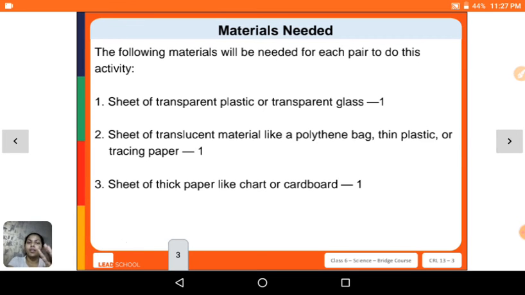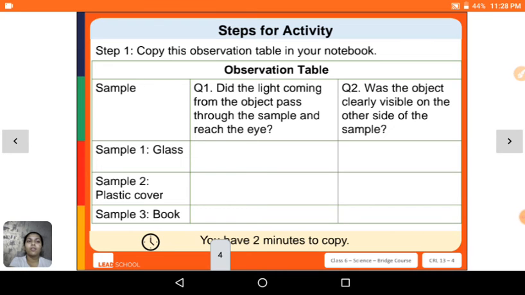You need 3 things. First is glass, second is a polythene bag, and third is a thick paper or a cardboard, right? Here we have to answer 2 questions and write them in your notebook for each sample. So first we take a glass, a glass tumbler, second a plastic bag, the white, transparent plastic bag, and third take any book or chart paper or any thick paper.